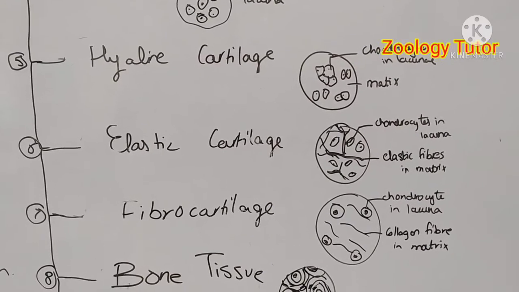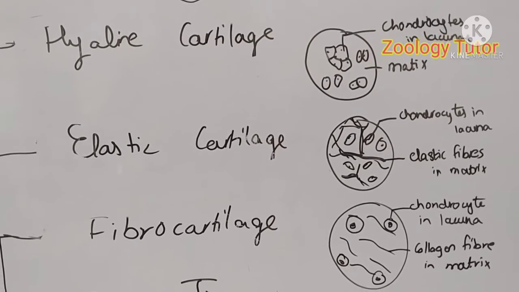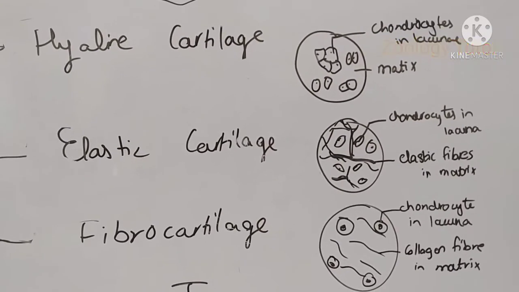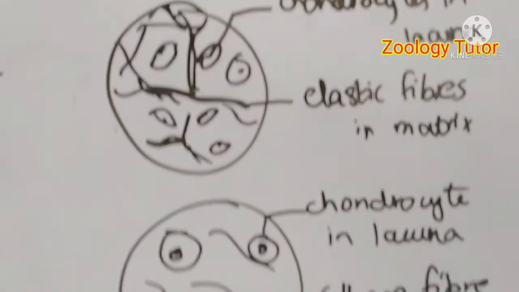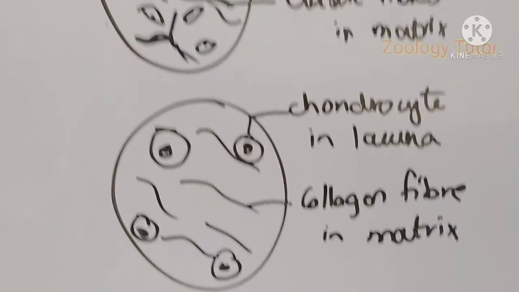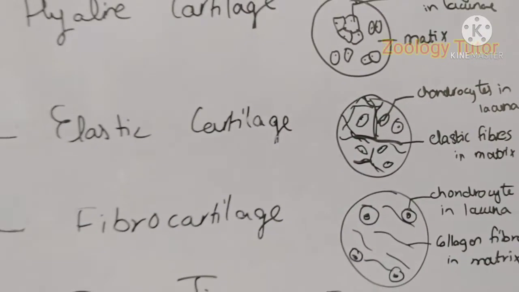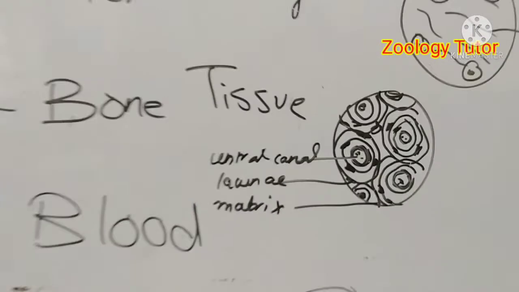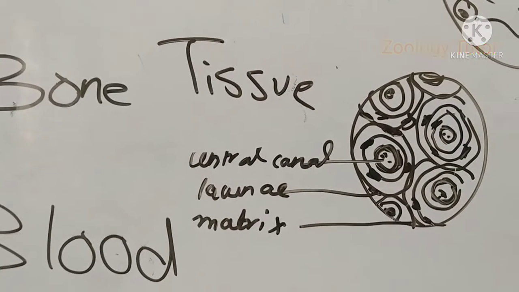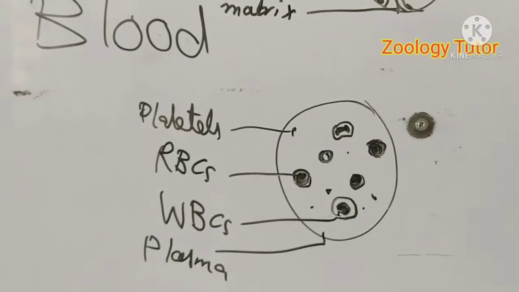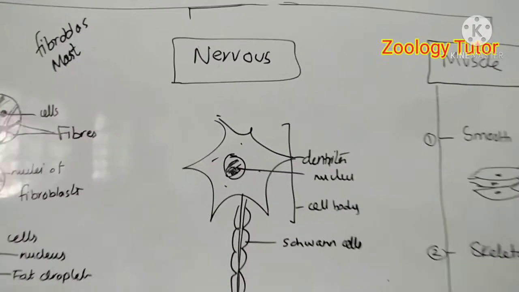So the basic difference is what is present in the matrix. In hyaline cartilage, there is nothing present in the matrix. In elastic cartilage, there are elastic fibers in the matrix, and in fibrocartilage, there are collagen fibers. So this is the basic difference between them. In bone tissue, we have the central canal, then lacunae and matrix. And in the blood, there are red blood cells, white blood cells, and plasma.